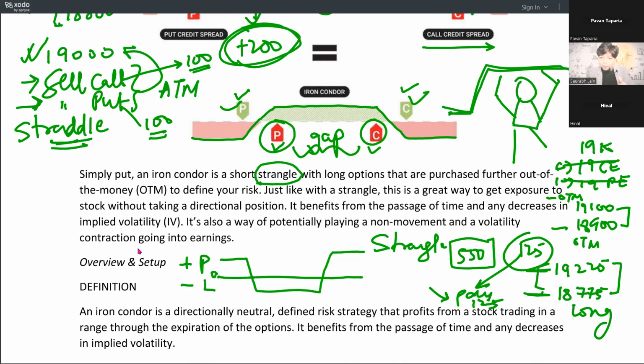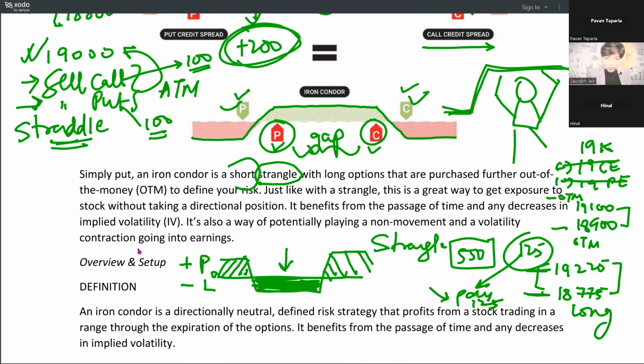So if Nifty goes below 18,775, he'll have unlimited profit. If Nifty goes above 19,225, he'll have unlimited profit. Correct? But he will have to pay a limited loss if Nifty stays between 19,225 and 18,775. Now, we are not doing this because you cannot lift iron like this. You have to lift it like this, right? So we are not going to long the strangle.